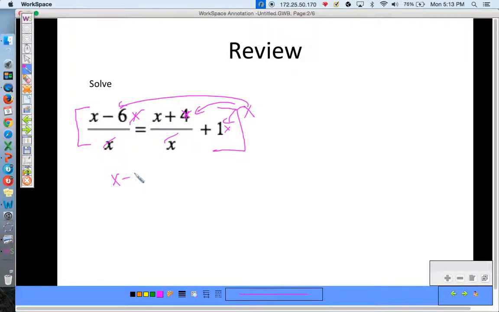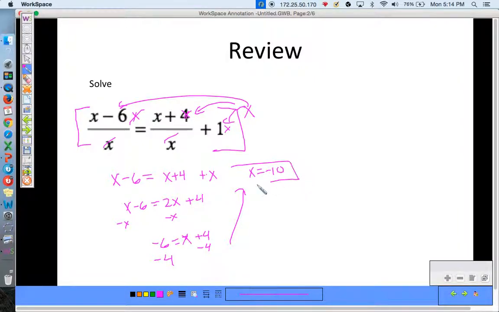So we have x minus 6 equals x plus 4 plus x. So x minus 6 equals 2x plus 4 minus x. Negative 6 equals x plus 4, minus 4, minus 4. We have x equals negative 10.